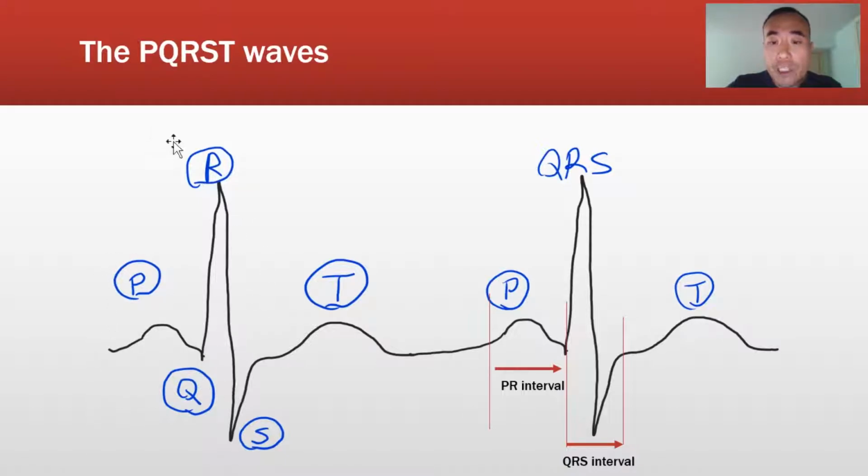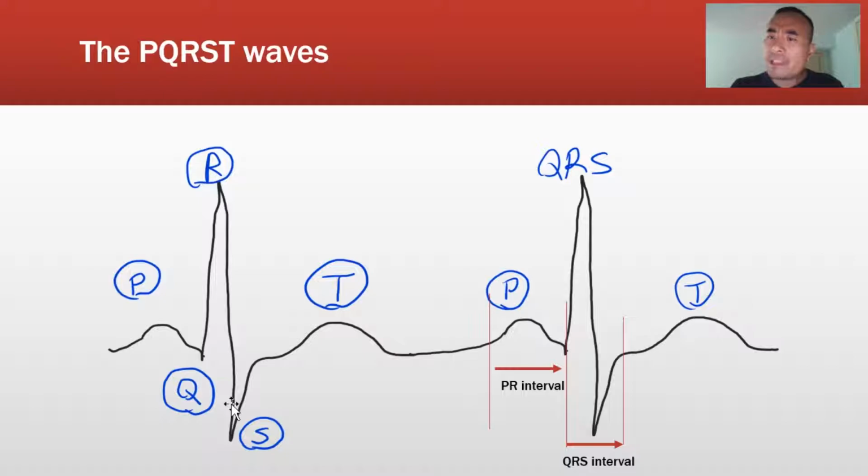Now the next is the QRS. That's when the ventricles contract. When the ventricles contract, they create this spike called the QRS. The T wave represents the ventricles relaxing. So if you look at the waves here, you can see atrial contraction, ventricular contraction, and then ventricular relaxation.